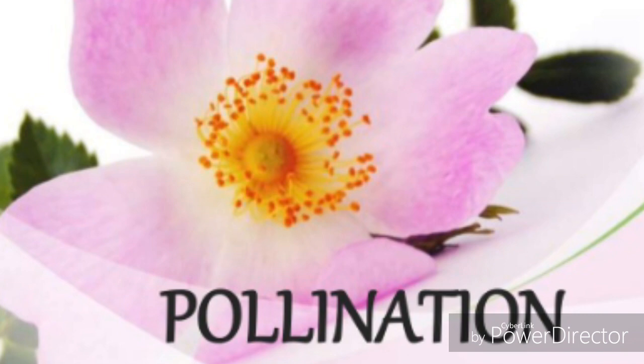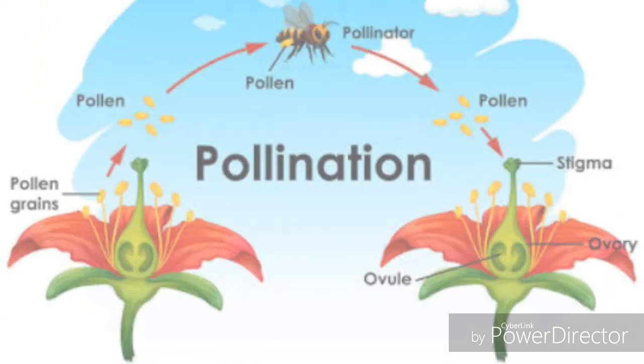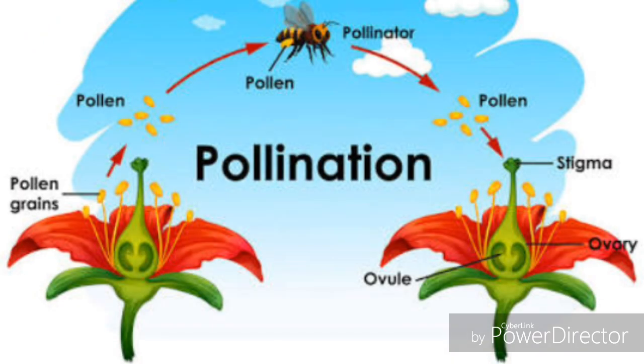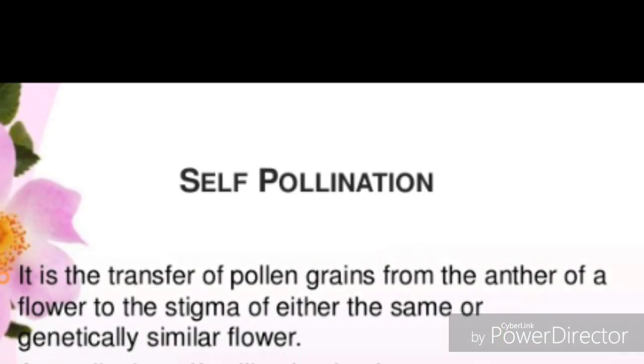In the case of self-pollination, the pollen grains are transferred from the anther to the stigma of the same flower. In the case of cross-pollination, the pollen grains are transferred from the anther of one flower to the stigma of another flower of the same species. It happens within hibiscus or within datura. It happens in the same species.